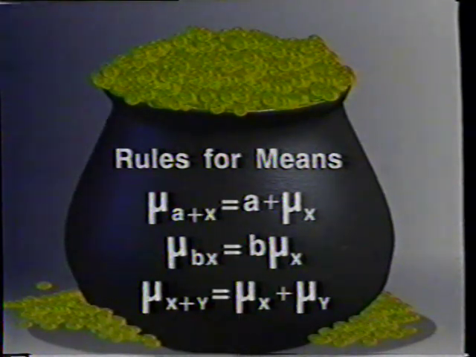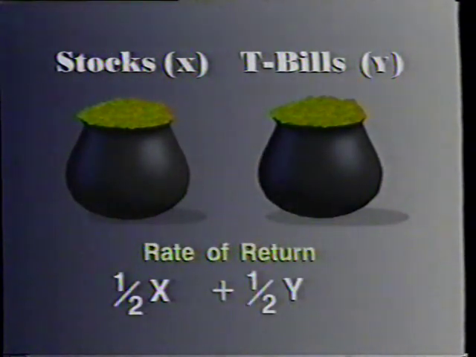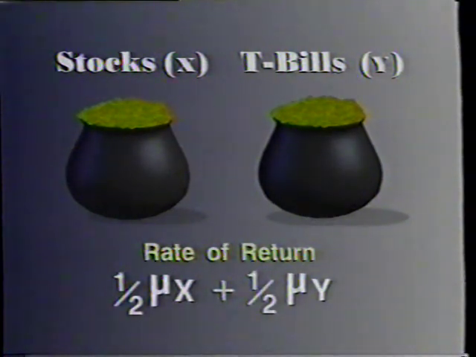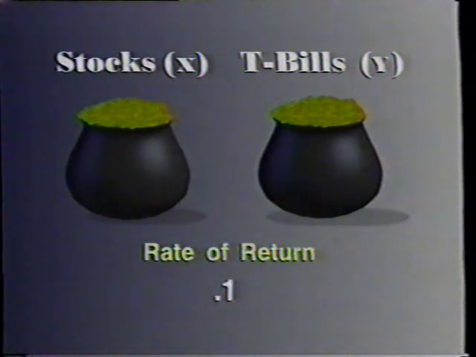The second rule says that the mean of the sum of the random variables x and y equals the mean of x plus the mean of y. We'll use both rules in finding the expected rate of return on the investment of our fortune. Since we divided our money in half, the rate of return we get is 1/2 x plus 1/2 y. The mean rate of return for the combined investment is 1/2 the mean of x, stocks, plus 1/2 the mean of y, T-bills. That's 1/2 times 0.14 plus 1/2 times 0.06, which gives us a combined rate of return of 0.1 or 10%.